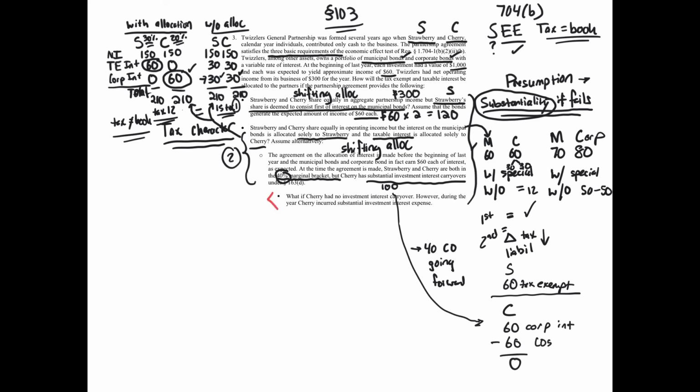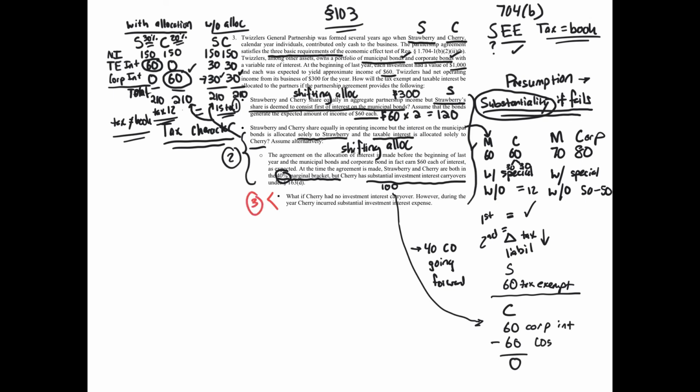Okay? So the last thing, and I'll call this number 3, but really it's a continuation of number 2. So same facts as number 2 with Strawberry being allocated all the municipal and Cherry being allocated all the taxable. What if Cherry had no investment interest carryover? However, during the year, Cherry incurred substantial investment interest expense. So this one would end up creating the same issue as it does in 2.